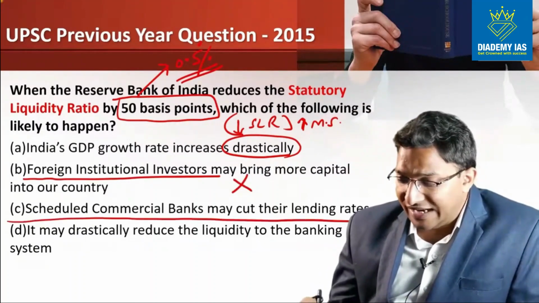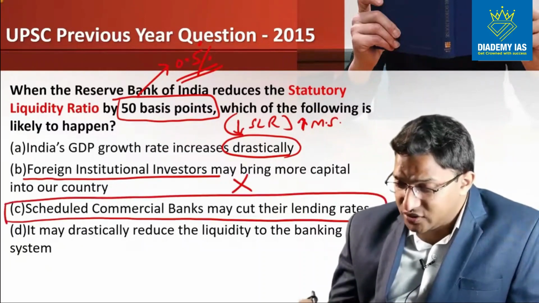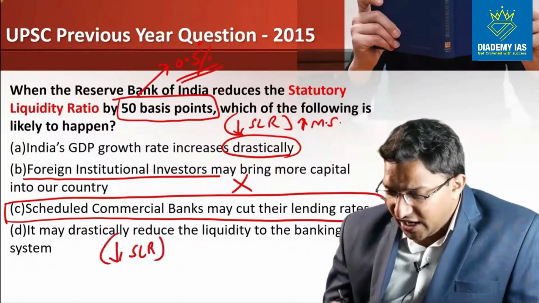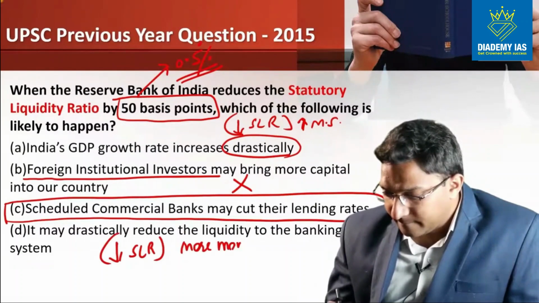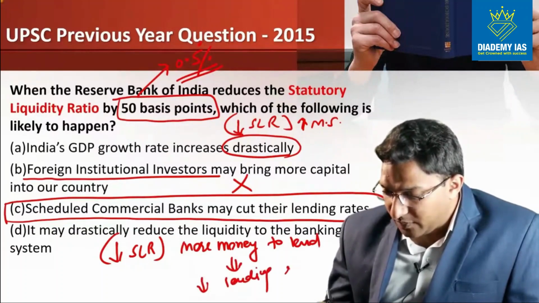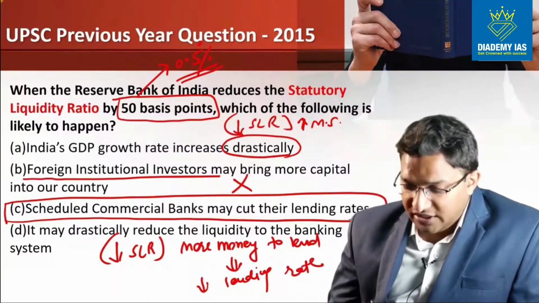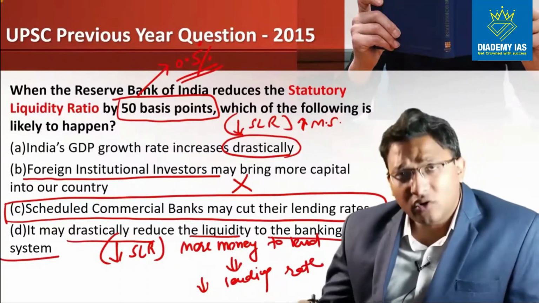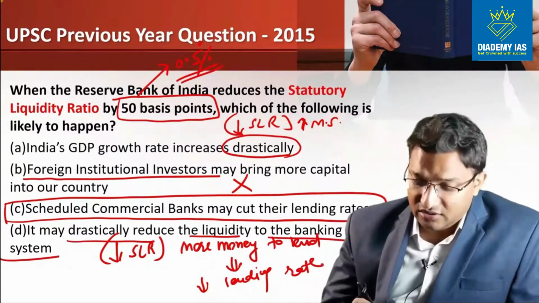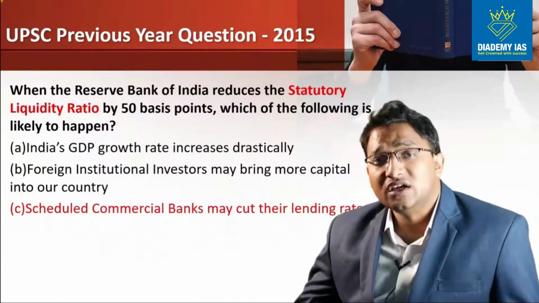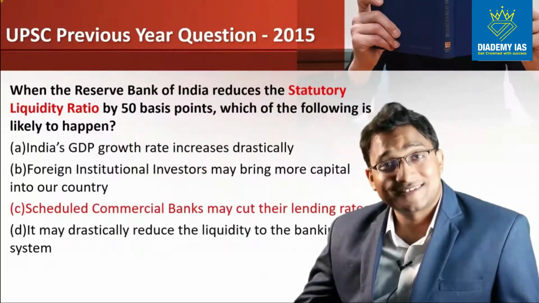Scheduled commercial banks may cut their lending rates. Yes, they can cut their lending rates, because when they are supposed to keep less amount of money in the SLR, that means they have more money to lend. And when they have more money to lend, that means they can reduce the lending rates. So this is quite possible. Option D, it may drastically reduce the liquidity to the banking system. No, it will not reduce the liquidity. It will actually increase the liquidity. So what is the right answer? Right answer is option C. So in this case, the answer will be option C.